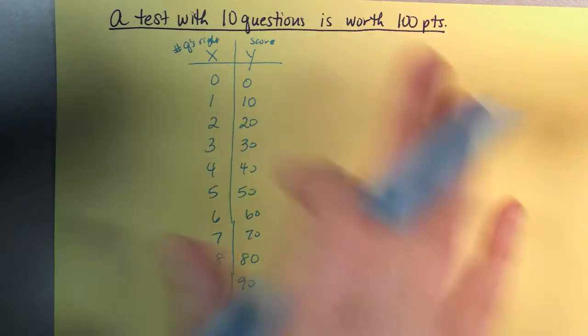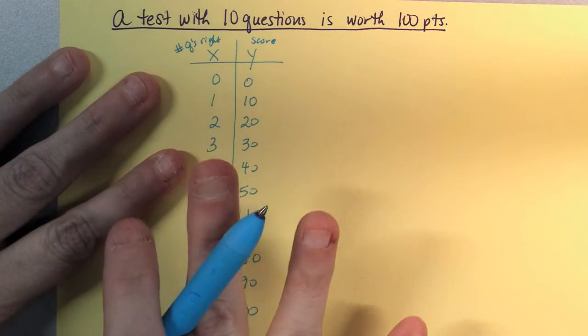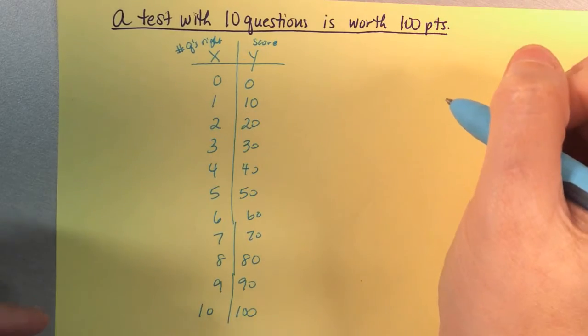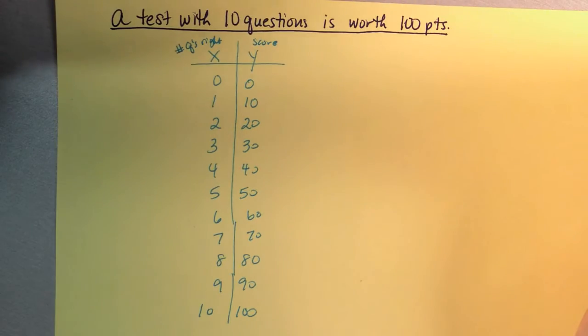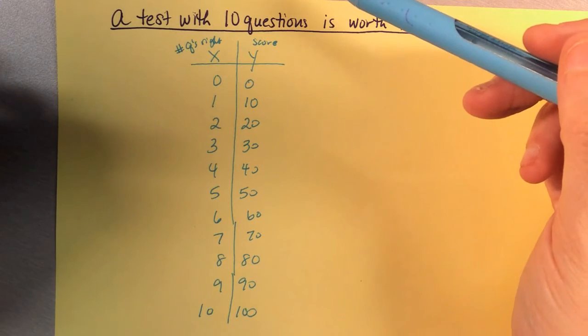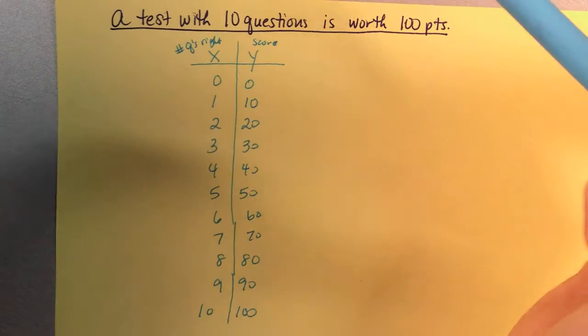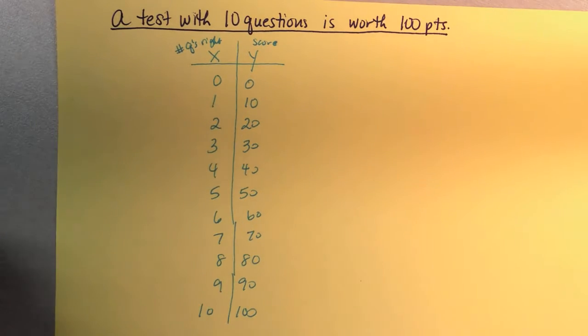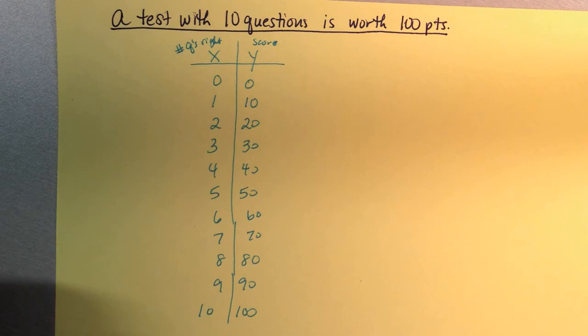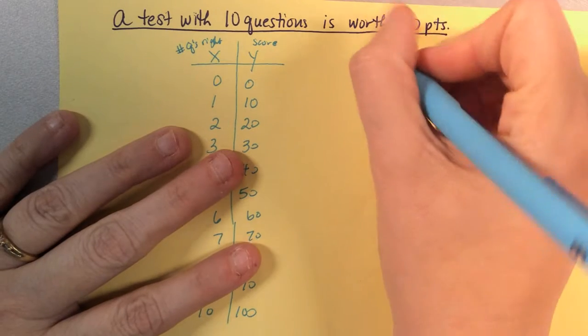Okay, so, knowing this, can I get 14 questions right? No, there's not 14 questions to get right. Can I get -3 questions right? No. Could I get a -20 on the test? Could I get a 75? No, there's no partial credit on this test. I cannot get a 75. Okay. Could I get 110? No.